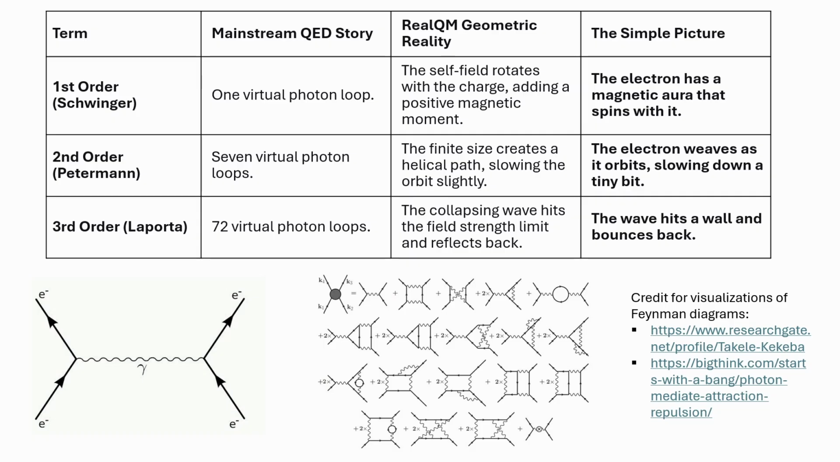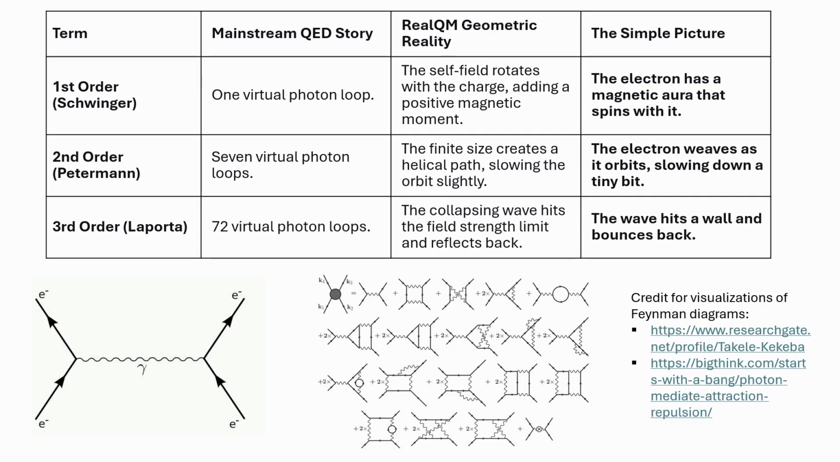That creates a magnetic moment of its own, and that really adds about 1% to the theoretical magnetic moment that you would get when calculating it assuming that the point-like charge that goes around and around has no size whatsoever. So the simple picture would be that the point-like charge inside an electron has an electromagnetic aura or magnetic moment that spins with it.